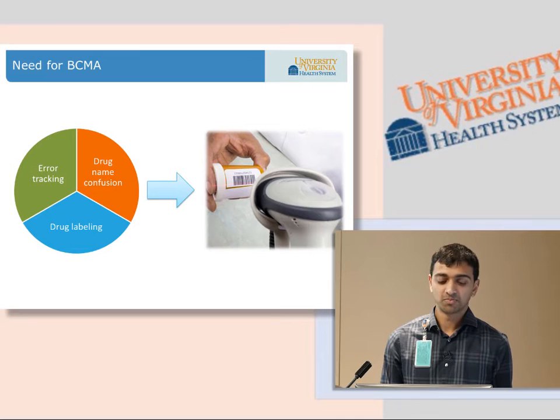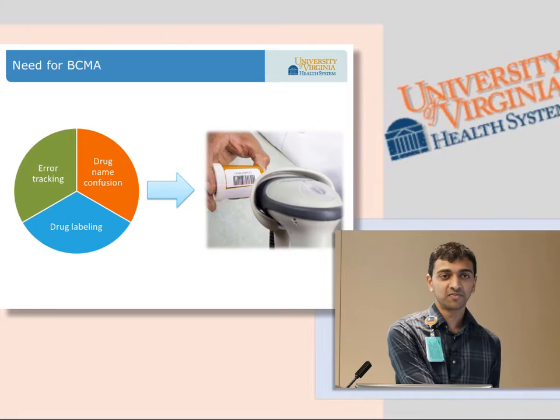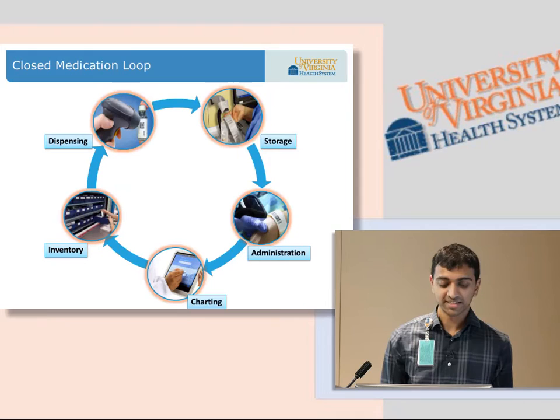And error tracking, so the nice thing about barcoded medications is that with the barcode and scanning it into, say, an electronic medical record, we can track errors that occur based off what was actually dispensed from the pharmacy, what was actually administered to the patient, and each of those processes. So it serves as a kind of documentation of the process of a medication coming in to the pharmacy, going to the patient, and gives us that closed loop, which we can see here.